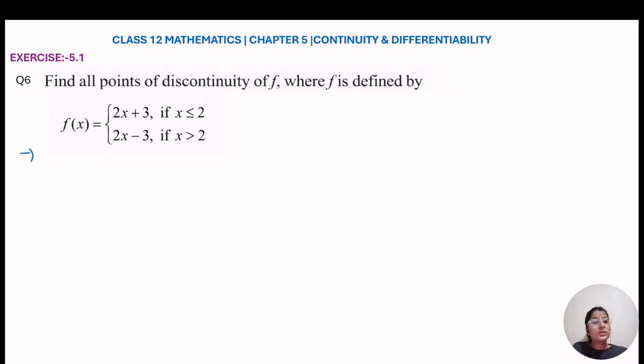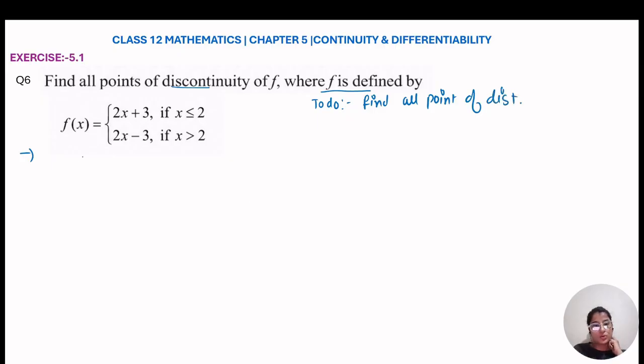Okay, find all the points of discontinuity of f, where f is defined by this. We have to find all points of discontinuities. What is to do? Find all points of discontinuities.